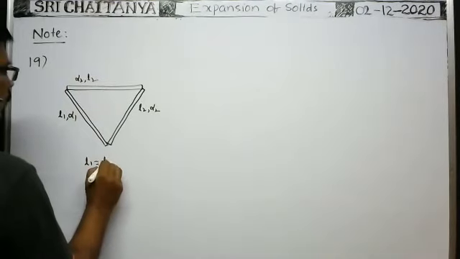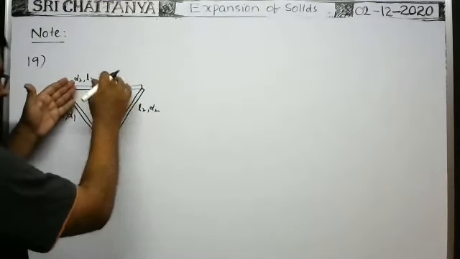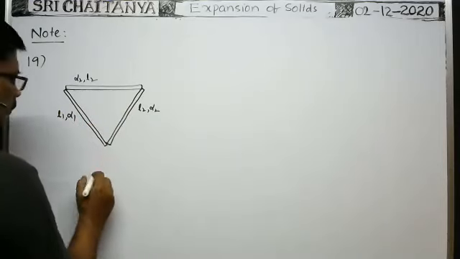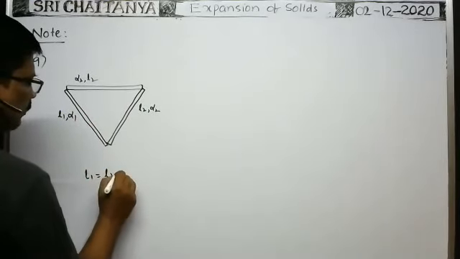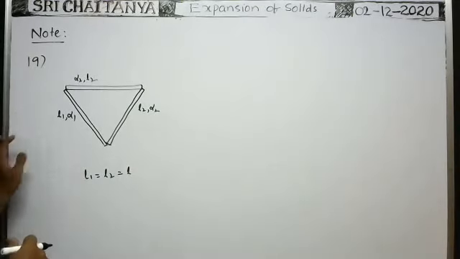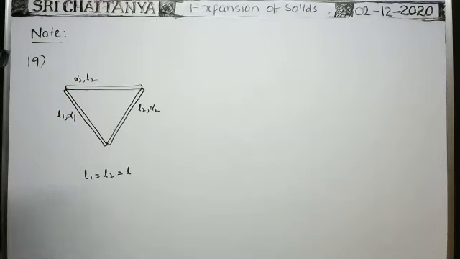Here, L1 is equal to L2 is equal to L. That means both have the same initial lengths. But in order to distinguish the three rods as different rods, I have given the symbols L1, L2. All have the same lengths. To distinguish the initial length of the first rod and the initial length of the second rod, I represented them with L1, L2.